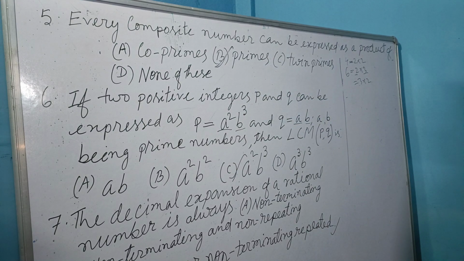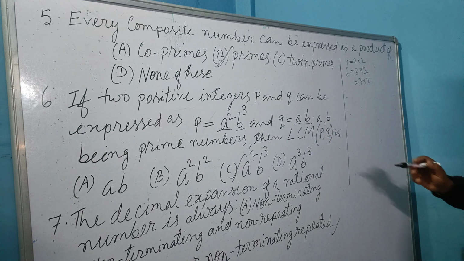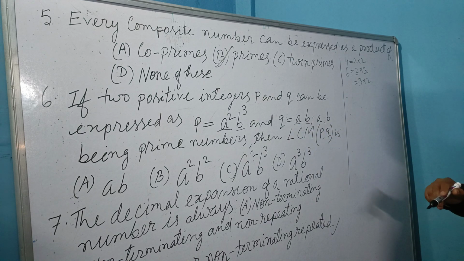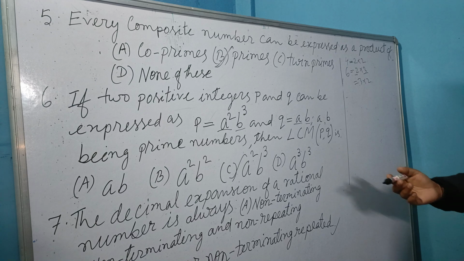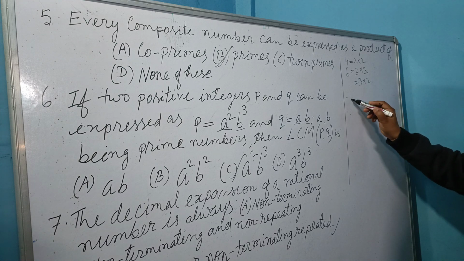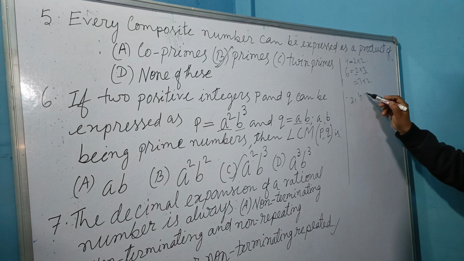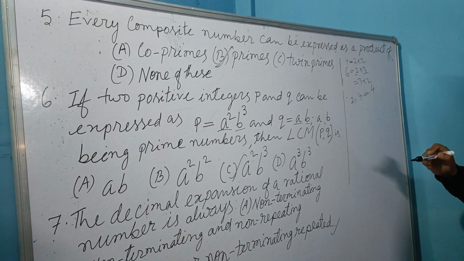Clear? Now, if two positive integers p and q can be expressed as p equal to a square b cube, q equal to ab, then what is the LCM of p and q? Here a and b are prime numbers, as we have seen, a composite number we can split into its prime numbers. Now, suppose you find the LCM of 2 and 4. What is the LCM of 2 and 4? We assume that the LCM is 4.